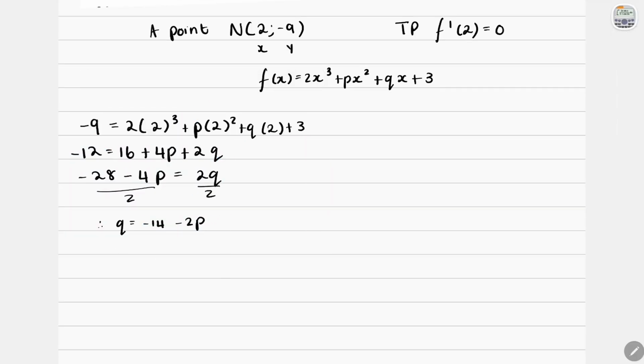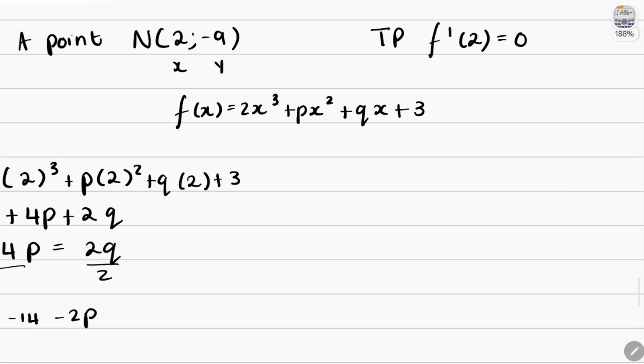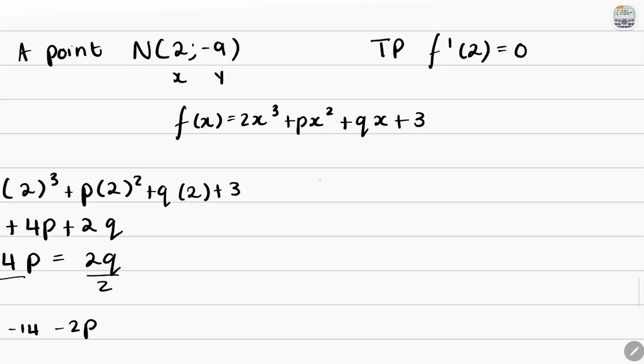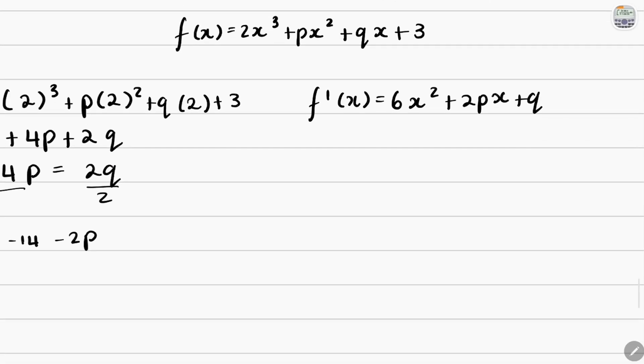And now we're going to use the information that it's a turning point. So we say f prime of 2 equals 0. The gradient of f at the point where x is equal to 2 is 0. So we need to differentiate this function first. f prime of x is equal to 6x squared plus coefficient times exponent, that is 2px, and then coefficient times exponent, that is plus q. But of course, with the exponent, we say exponent minus 1, which is 0. Anything to the power of 0 is 1, and so that's why this stays the same. Differentiating a constant just makes it 0.